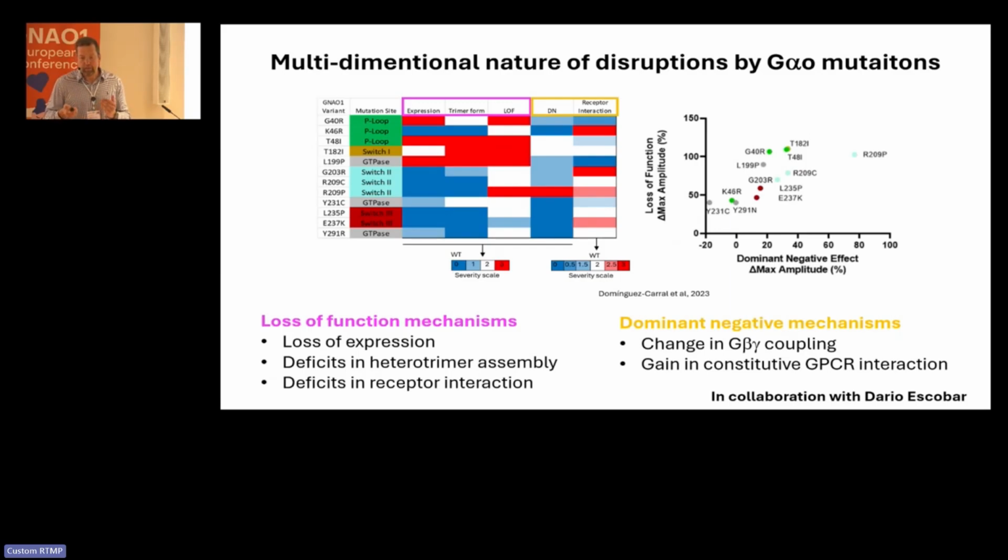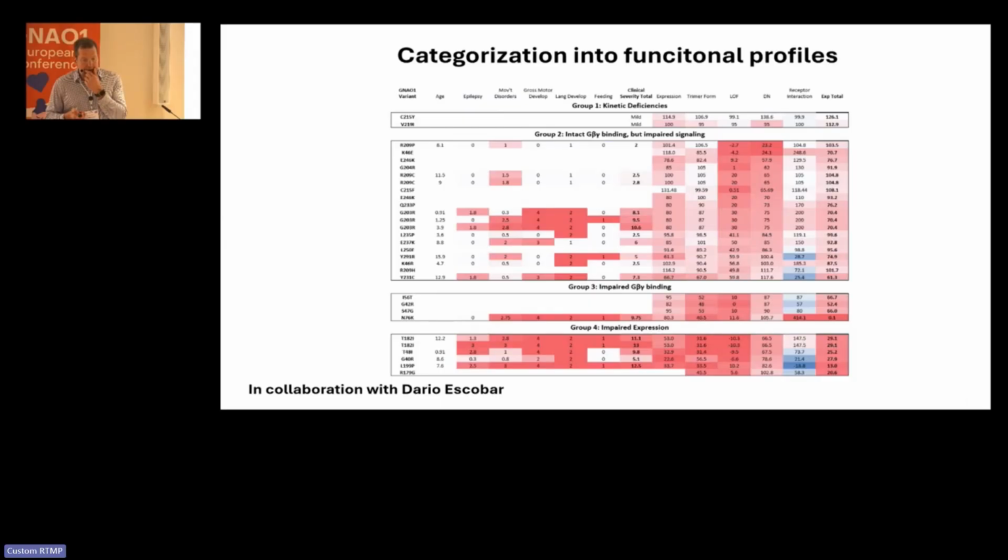And if you put this on a plot that measures both the dominant negative activity and also the loss of function, you would find that there is quite a bit of a spectrum that different mutations have, both in terms of the loss of function activity and also the degree of the dominant negative effect that they have. And in collaboration with Dario, we've extended this molecular scoring and severity scaling that we see from the phenotypic observations in the activity assays also to the clinical manifestations.